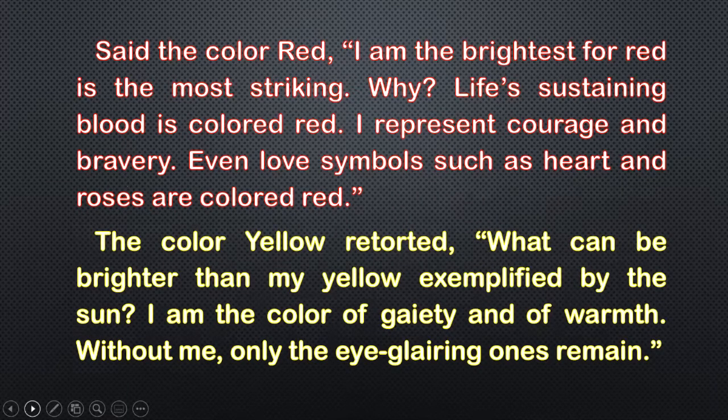Said the color red, I am the brightest, for red is the most striking. Why? Life-sustaining blood is colored red. I represent courage and bravery. Even love symbols such as heart and roses are colored red. The color yellow retorted, what can be brighter than my yellow exemplified by the sun? I am the color of gaiety and of warmth. Without me, only the eye-glaring ones remain.